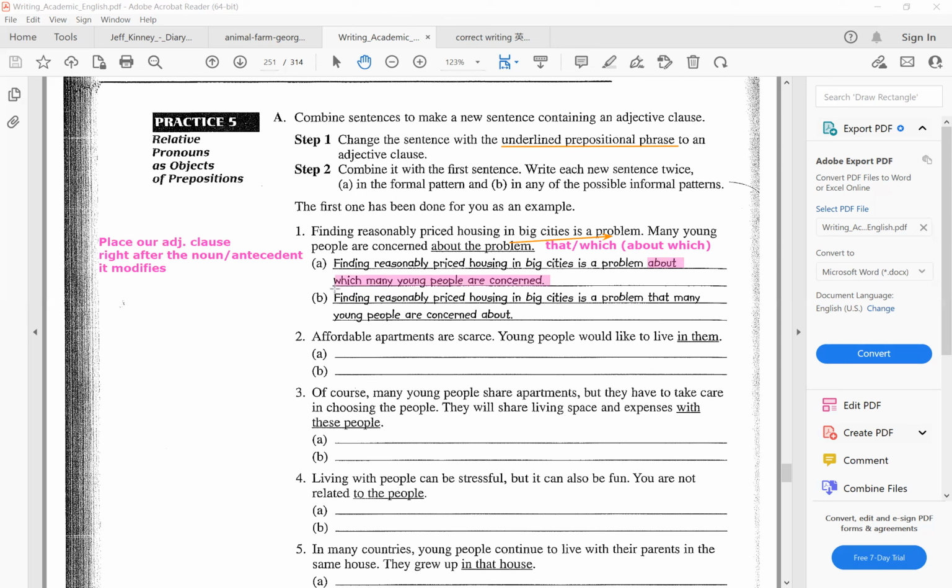All right, and if you look at B, that is the less formal version because they use that many young people are concerned about. That is a dangling preposition at the end.